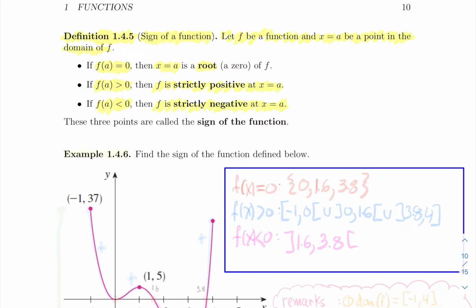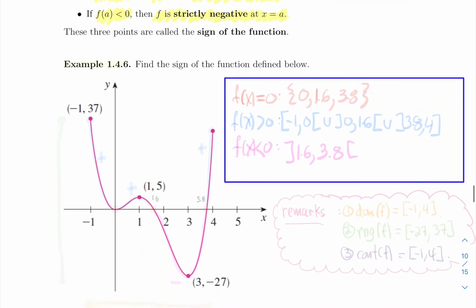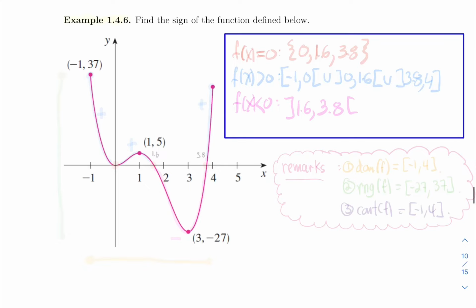So let's start with an example where we're going to find the roots, the strictly positive part and strictly negative part on a graph. So first example here, let's find the sign of the function defined below. The first thing I like to do is find the roots first. When you have the graph of the function, we're looking for all x values such that f of those values are equal to 0. This corresponds visually to where the graph intersects the x-axis.